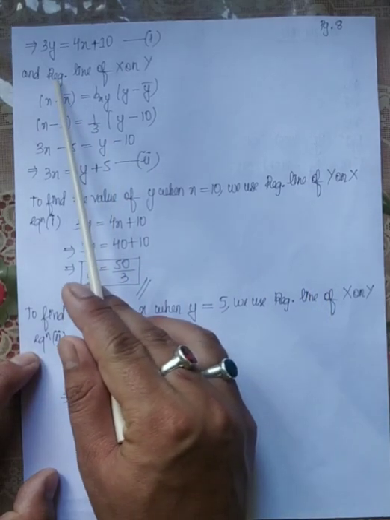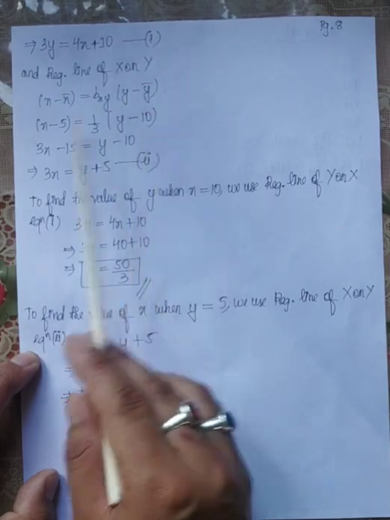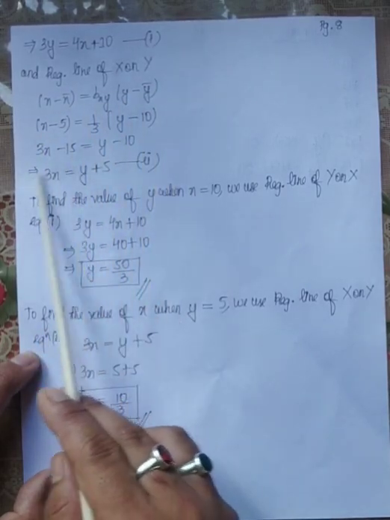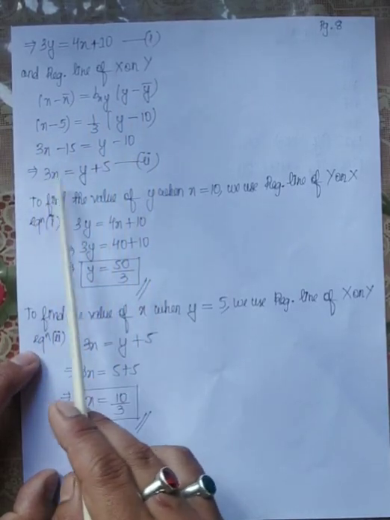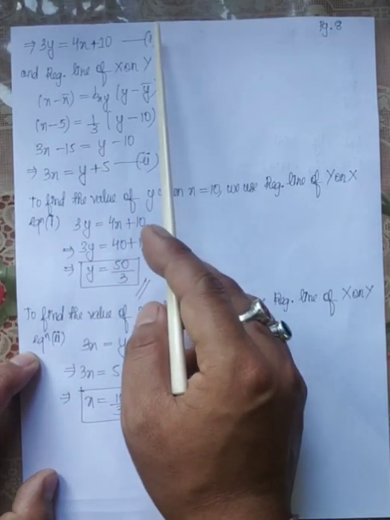Similarly, find the regression line of x on y. The formula is x minus x bar equals bxy times y minus y bar. Put all the values and then we get the regression line of x on y as 3x is equal to y plus 5. So give it equation number 1 and equation number 2.